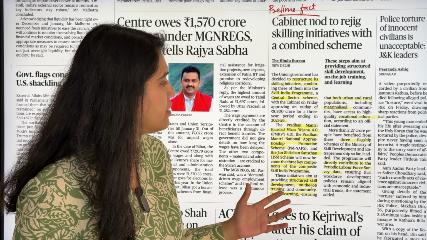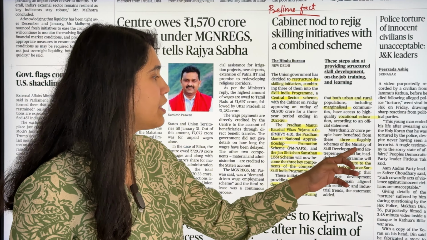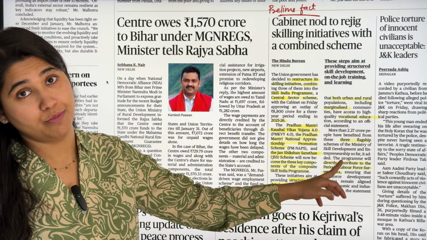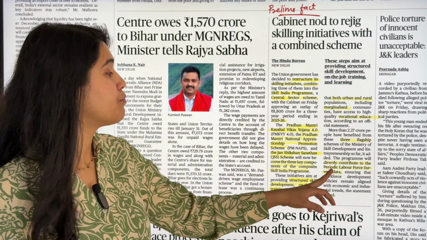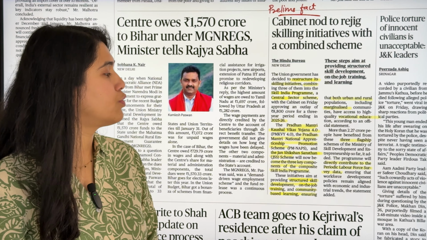Okay. So this is talking about these three flagship schemes of the Ministry of Skill Development and Entrepreneurship. Ministry of Skill Development is the ministry. It will also directly contribute to the Periodic Labour Force Survey data. Let's move to the next article.